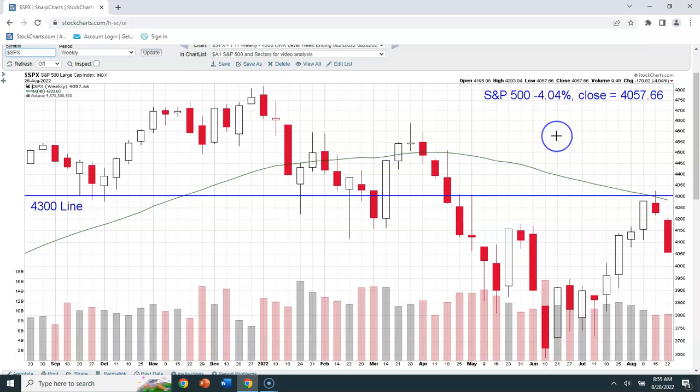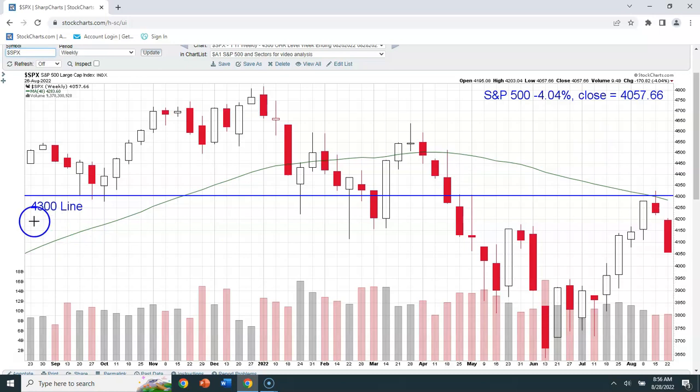But to start off with, let's talk about the performance of the S&P 500 this past week. It was kind of a tough week, down 4.04% on the S&P 500, and we closed at 4,057.66. Now, if you want to see all of the data, it's right here, but it's in real small type where my cursor is circling. So I've enlarged the important data points for us. Again, S&P down 4.04% this week, closing at 4,057.66.